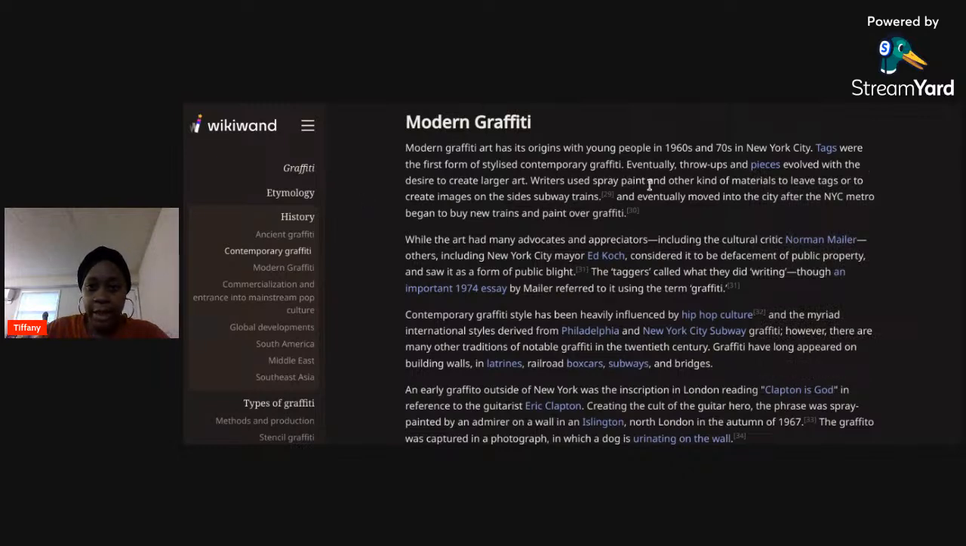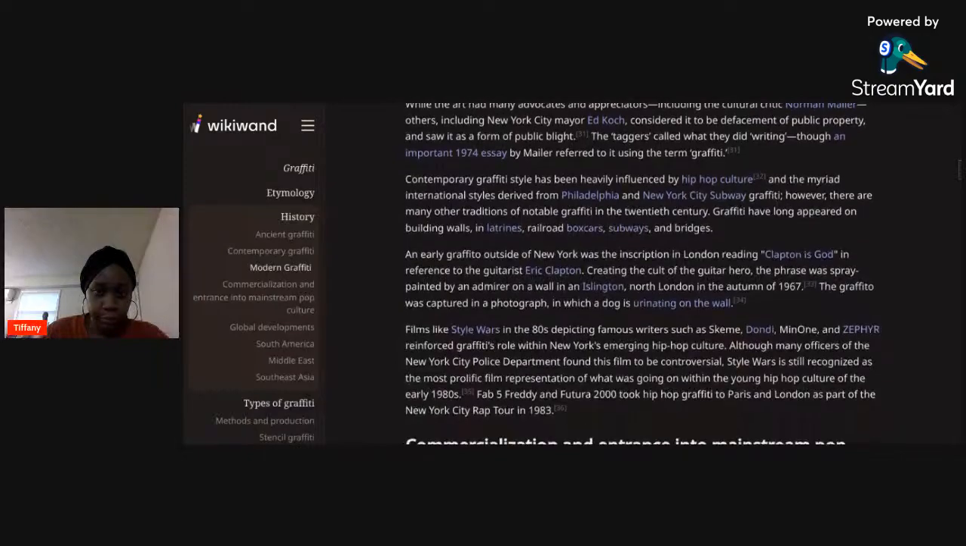Writers used spray paint and other kinds of materials to leave tags or to create images on the sides of subway trains, and eventually moved into the city after the NYC Metro began to buy new trains and paint over graffiti. All right.